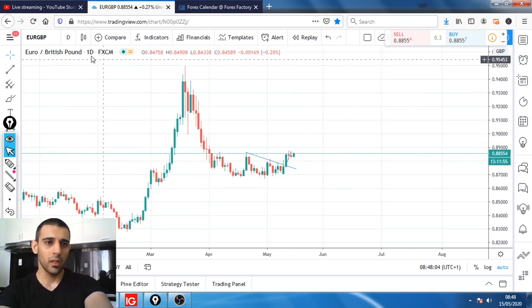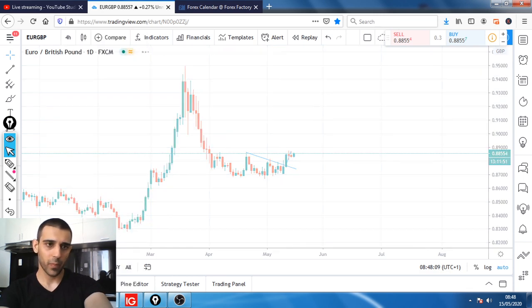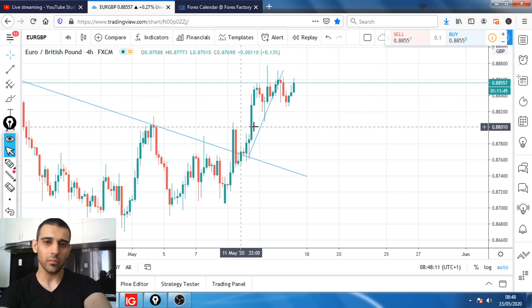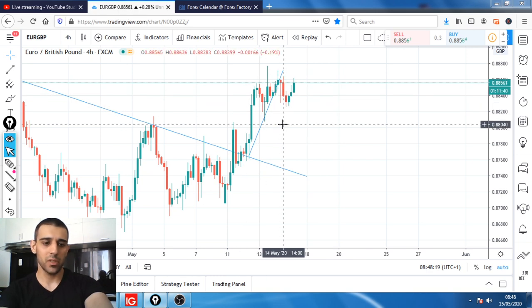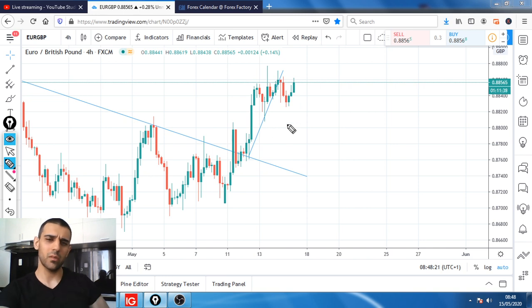So let's go to the 4-hour time frame and see what we have. Yeah, it's in a choppy range, so we can see it in here. It doesn't really move much. When I was looking at this one, it was Monday or Tuesday, I think I took it on Tuesday.